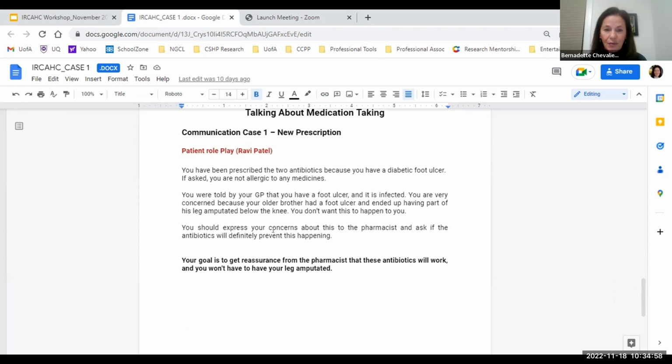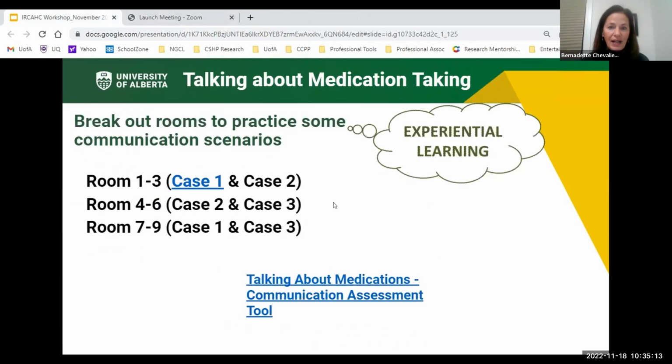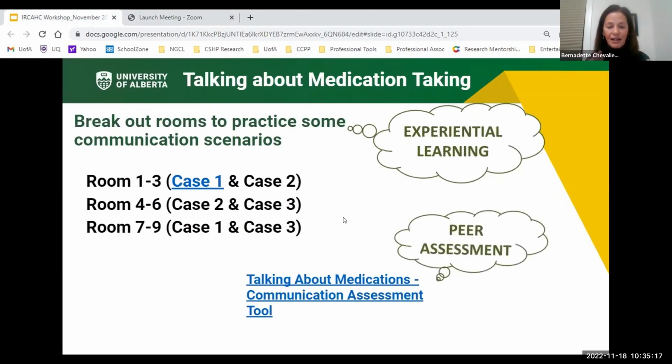So here's the patient role, and then what their goal is, and what they're trying to get the pharmacist to address in an indirect way, to pick up on their cues. Okay. So I also have a facilitator guide for each case as well that I give to the facilitators that help me out.